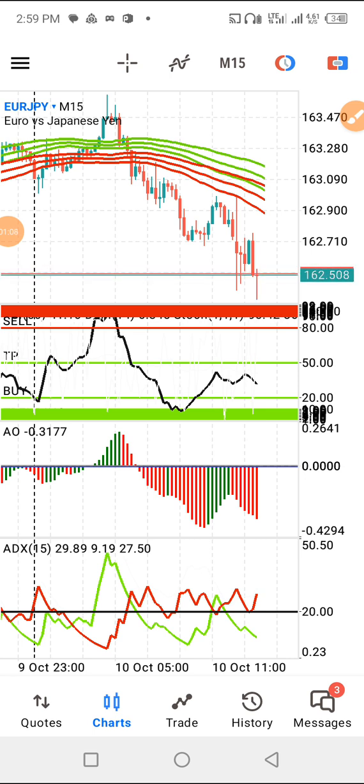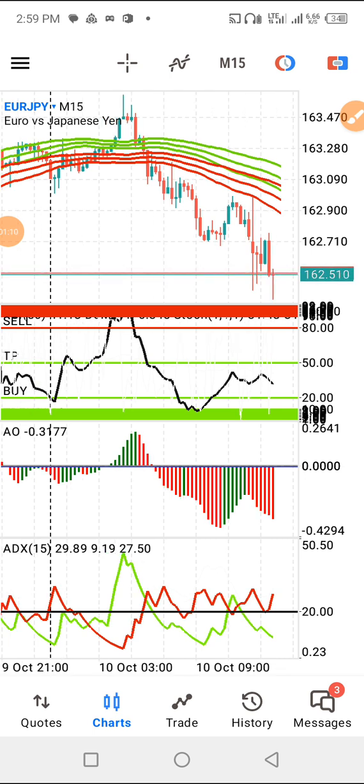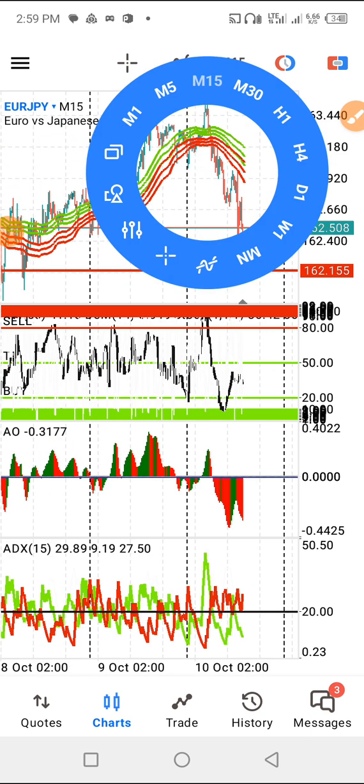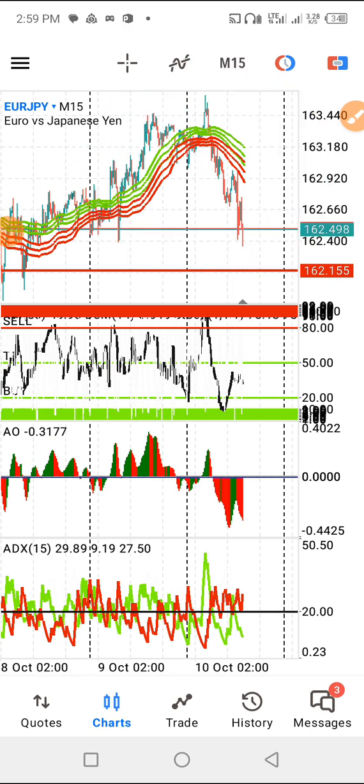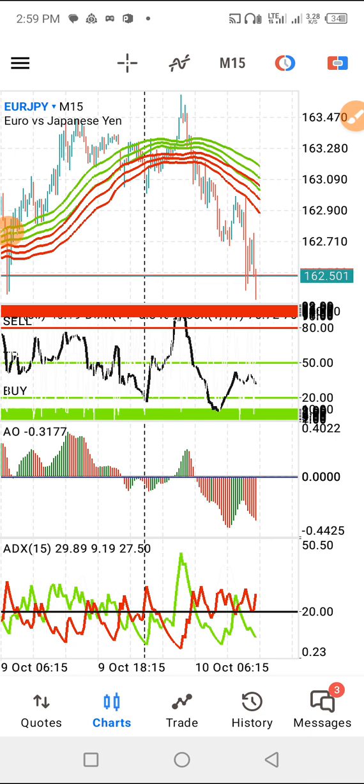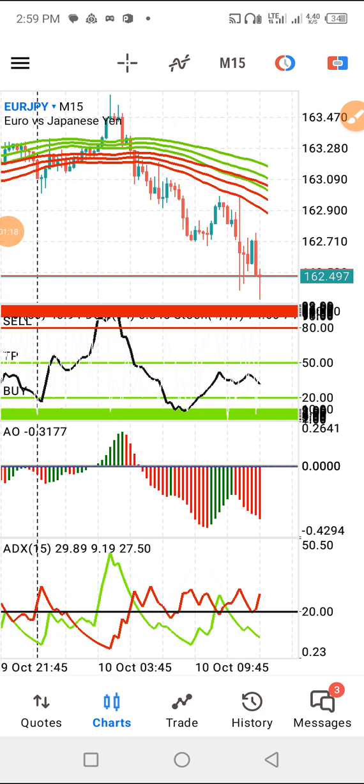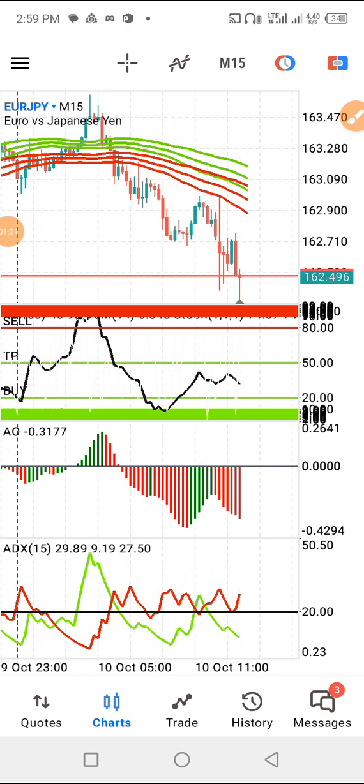So in today's strategy, I have some indicators both on the main chart in window 1 and also in the other windows. We have window 1, window 2 and window 3. So I'm going to show you the settings and explain conditions for entry.